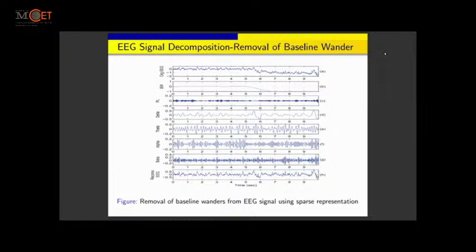Okay, so now here also we can apply a sparse network. With a deep neural network, you are usually giving raw data or filtered data. Instead of that, I feed only the coefficients to my deep neural network. It becomes a sparse network. You are giving only sparse coefficients to your deep neural network instead of giving raw data. Here also you can see some baseline wander.